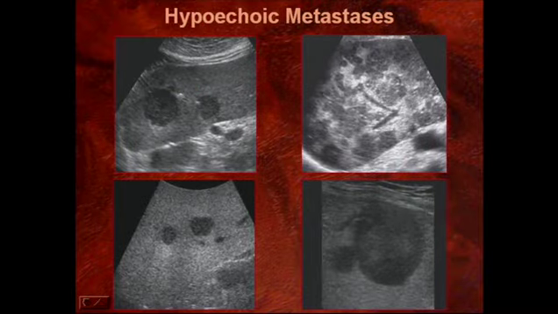Hypoechoic lesions are also fairly common in metastases, and these are 4 different examples of patients that have multiple hypoechoic lesions. Notice in these cases the through transmission behind these solid liver metastases. And that does occur. Just because you see some through transmission does not necessarily imply that a lesion is liquefied.